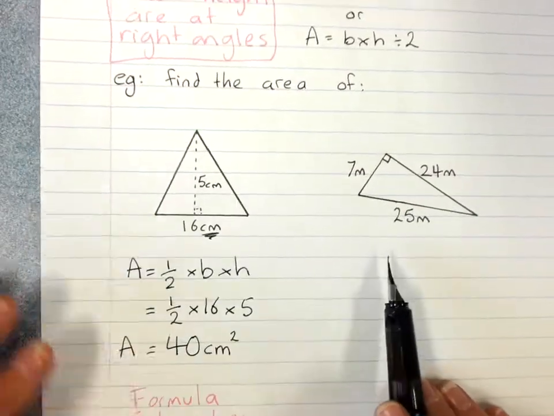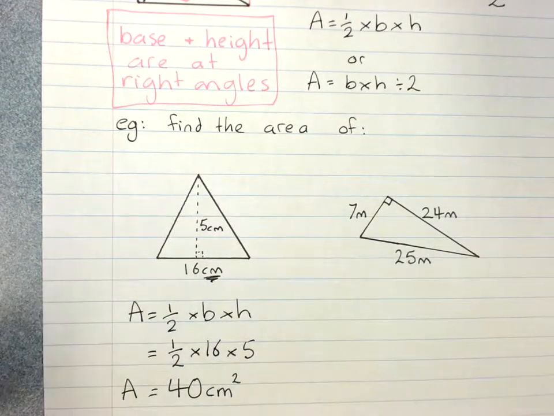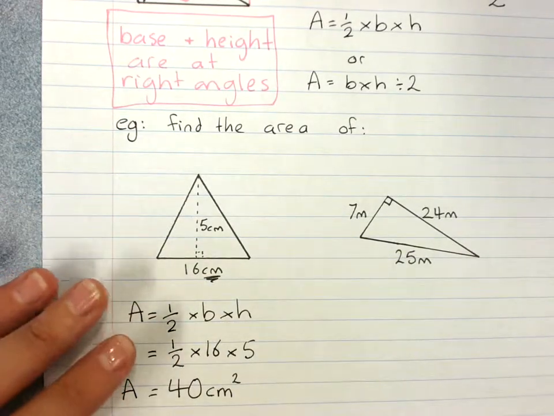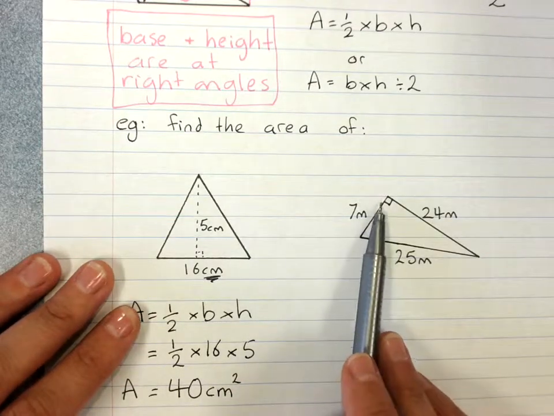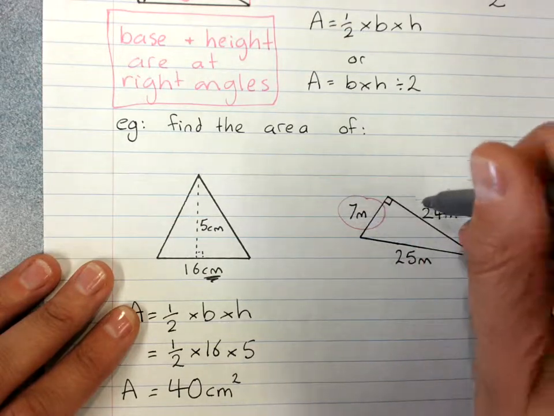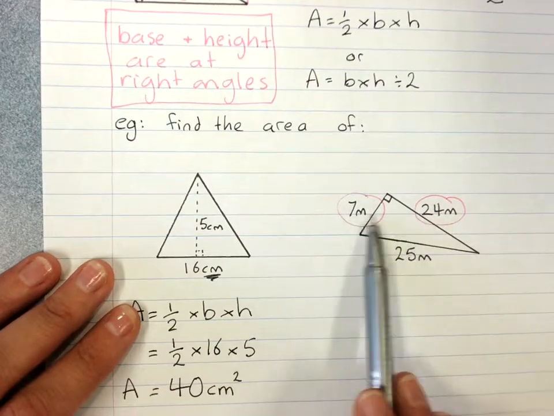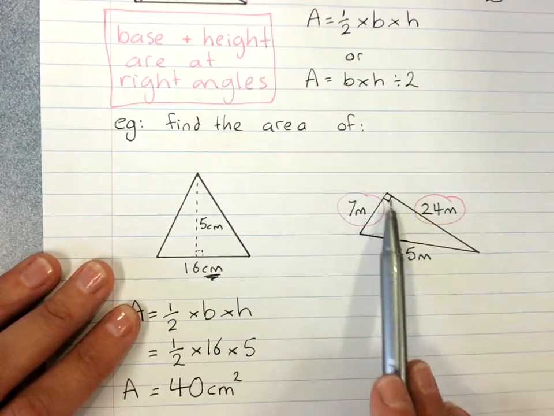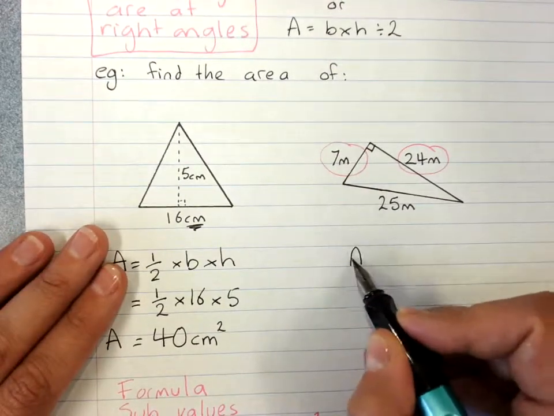Now for this triangle, they've given me 3 lengths, and I have to choose the ones that are the base and the height, the two that are at right angles to each other. There's the right angle, so the two that are touching the right angle are these two. I can ignore this one. It doesn't matter which is the base and which is the height, as long as I know they're at right angles. Steps are, write the formula.